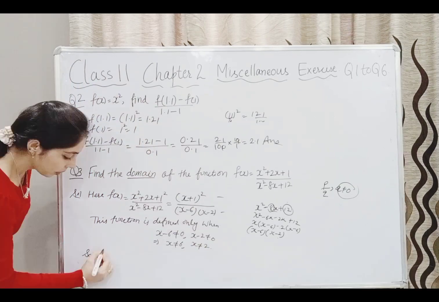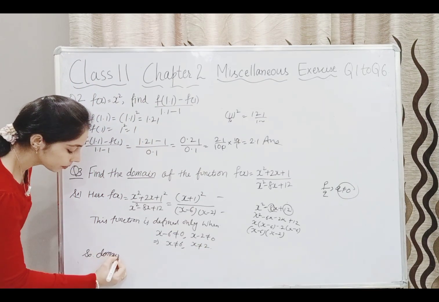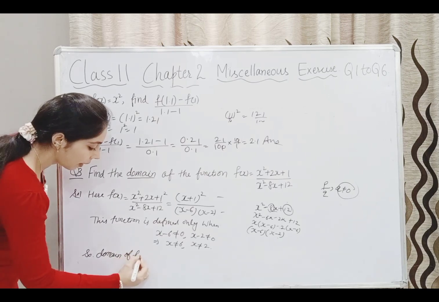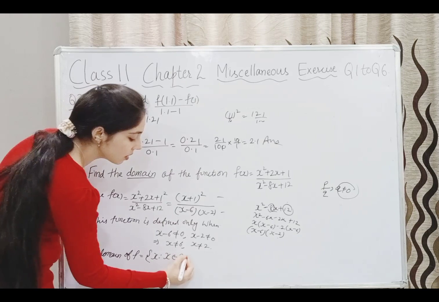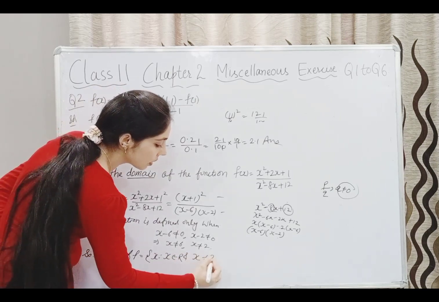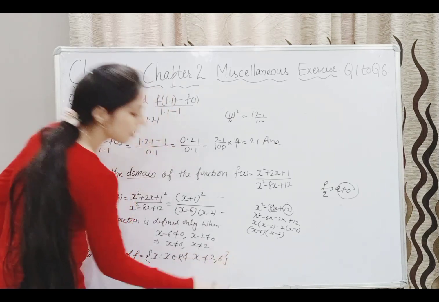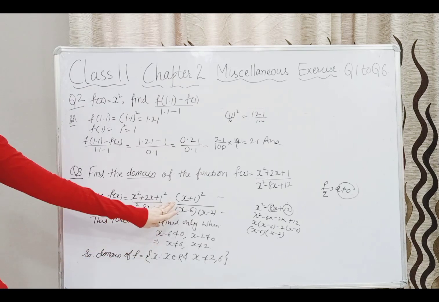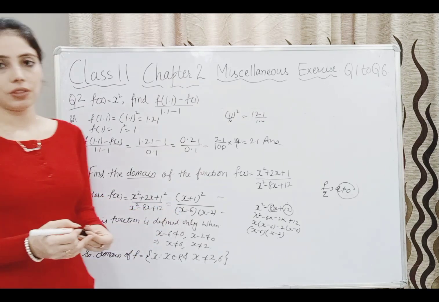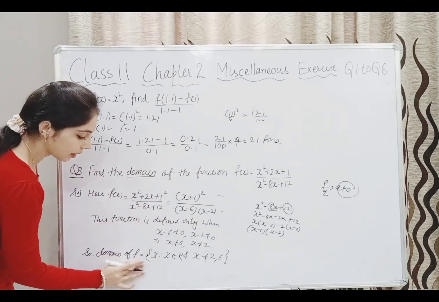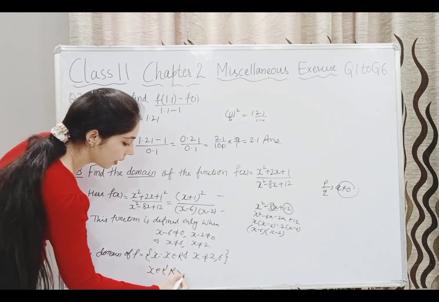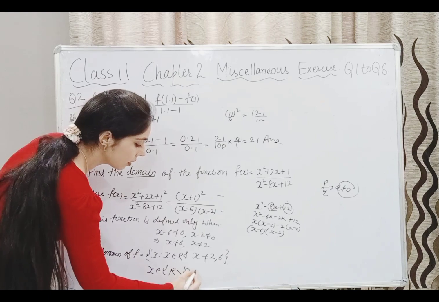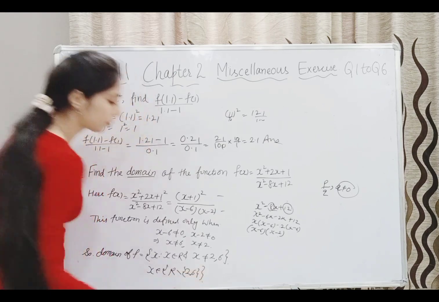So domain of f is those x such that x belongs to reals and x is not equal to 2 and 6. This will be the domain of this particular function. Also we can write it like that: x belongs to reals minus {2, 6}.